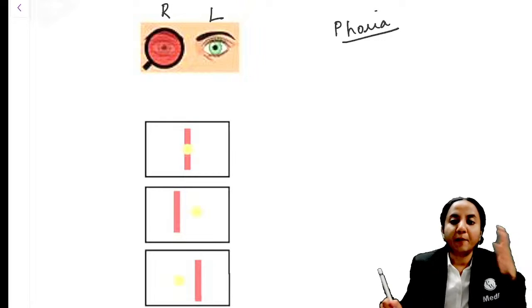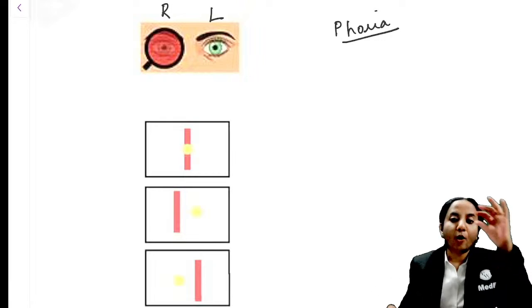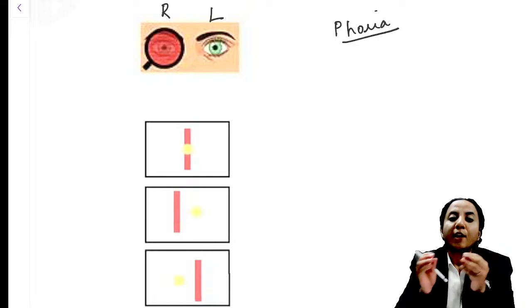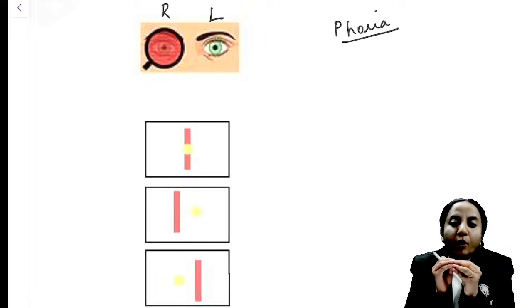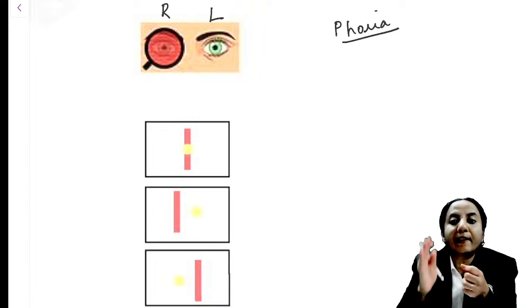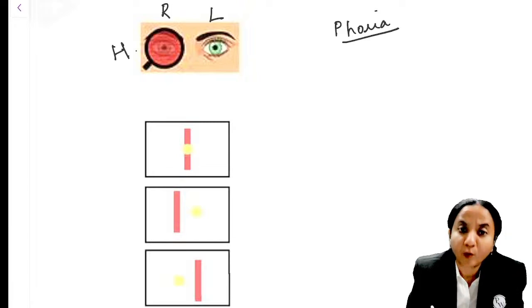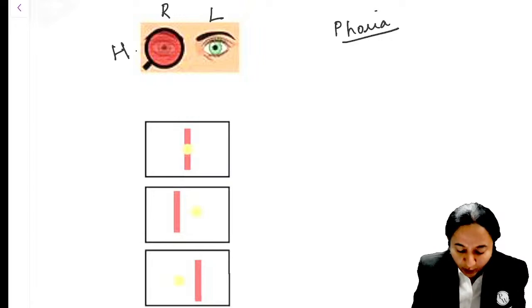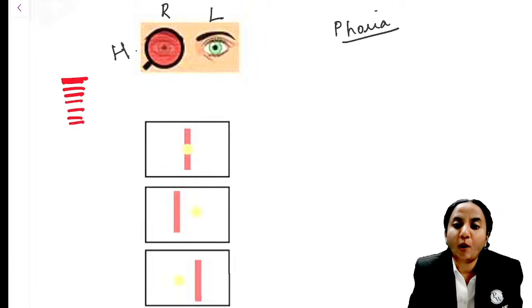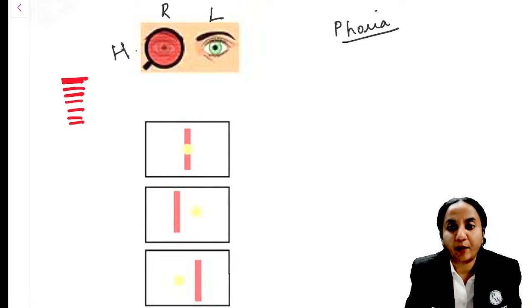Now, when you put the Maddox rod in front of the patient's eye and show him the torch, instead of the yellow dot of the torch, what he will see with the right eye where the Maddox rod is kept is a red line. Here we have used a horizontal Maddox rod. This horizontal Maddox rod consists of a number of horizontal cylinders like this. So multiple horizontal cylinders are kept like this. Okay. So this is a horizontal Maddox rod.